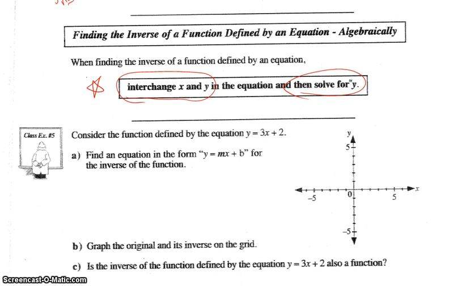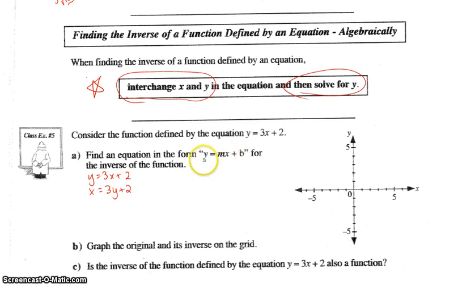Consider the function defined by the equation y equals 3x plus 2. Okay, find an equation in the form y equals mx plus b for the inverse of the function. Okay, so really we're going to start with y equals 3x plus 2. Okay, interchange x and y, or switch x and y. And what that means is y becomes x, and x becomes y. So now our equation is x equals 3y plus 2.